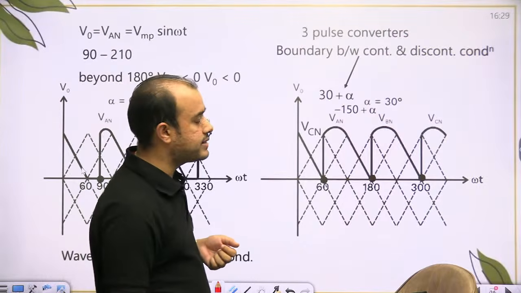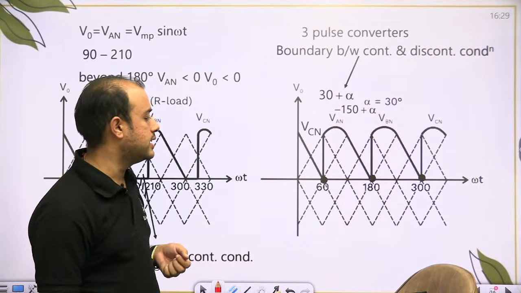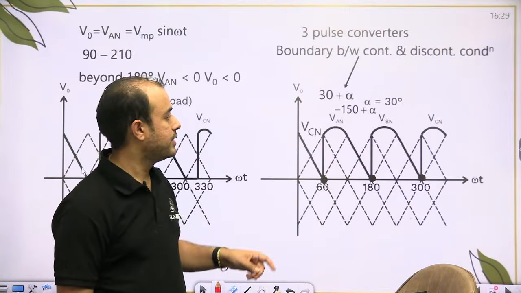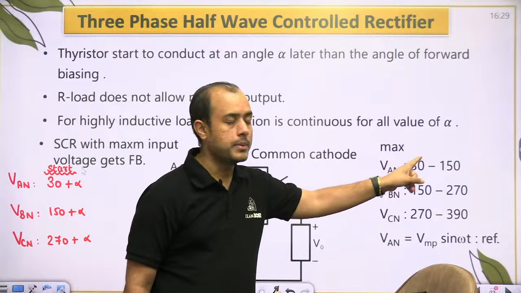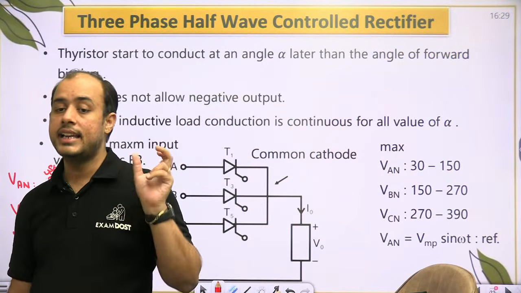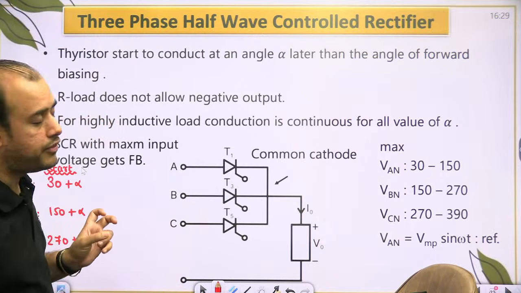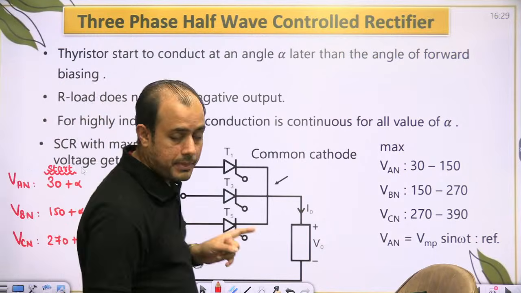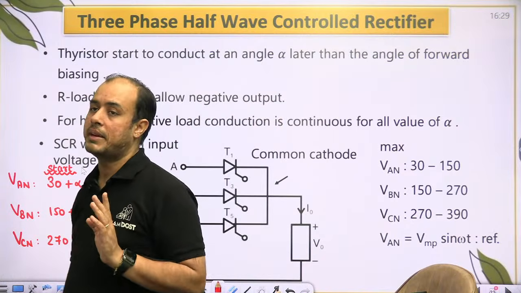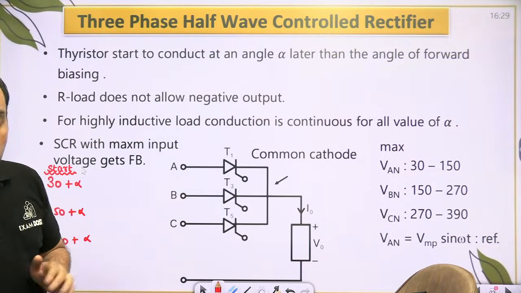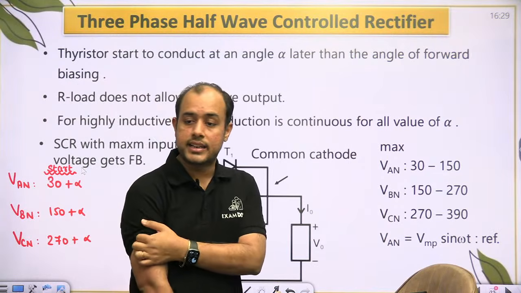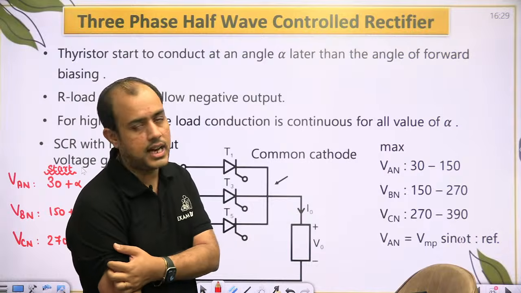What if alpha is 30? So then AN will go from 60 degree. So ideally it should go from 60 to 180 for 120 degree. Here beta each voltage should come for 120 degree. But make sure in a R load the output does not become negative. यहाँ तीनों वोल्टेज 120 के लिए आनी चाहिए. बस ये ध्यान रखिएगा आर लोड में नेगेटिव ना जाएं.